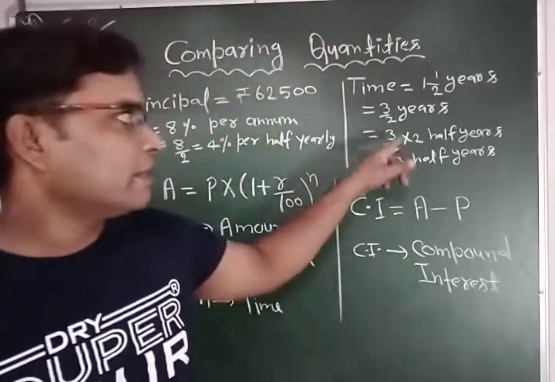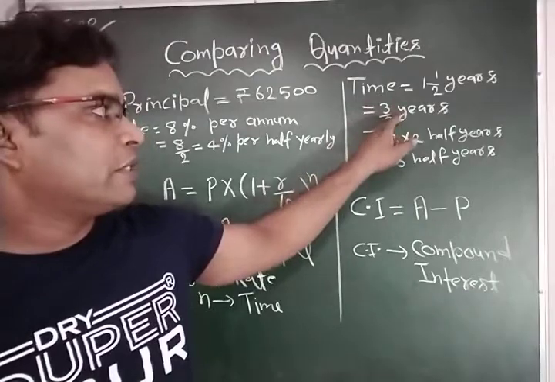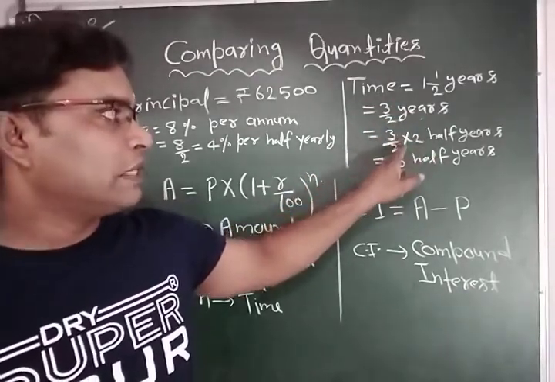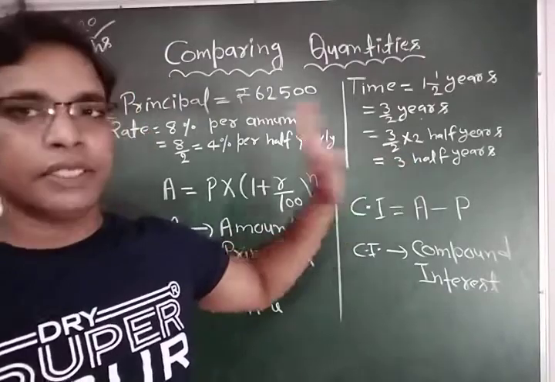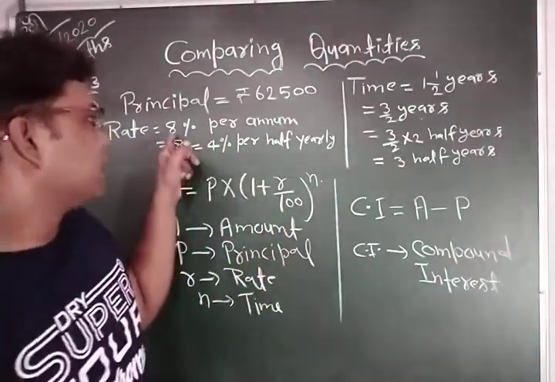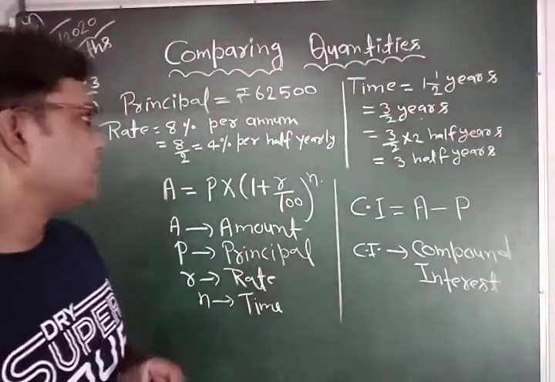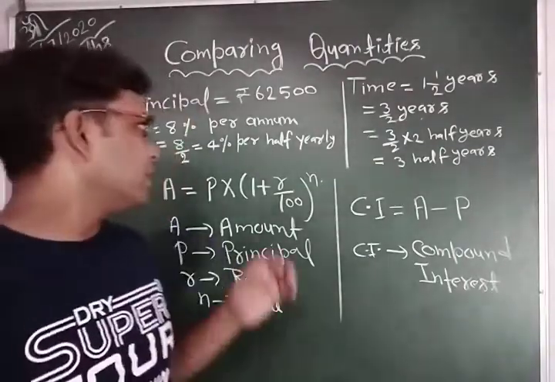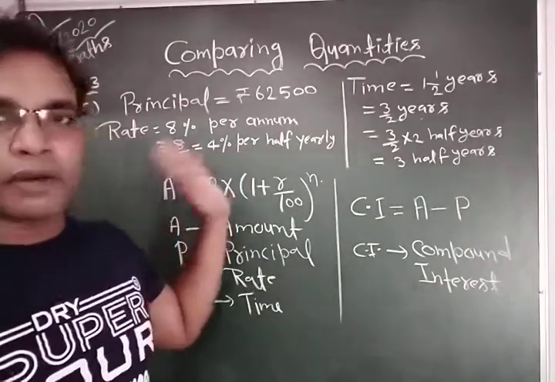So we multiply the time by 2 and divide the rate by 2. Here our time is 3/2 years; changing it to half yearly, we multiply by 2 and obtain 3 half years. And the given rate is 8% per annum, so we divide it by 2 and obtain 4% per half year.